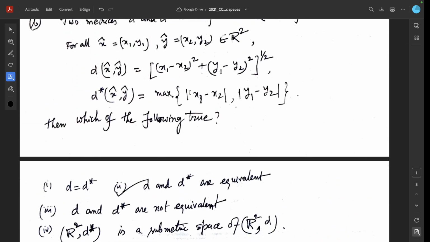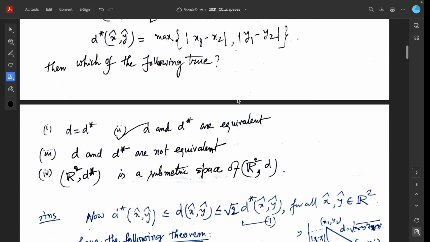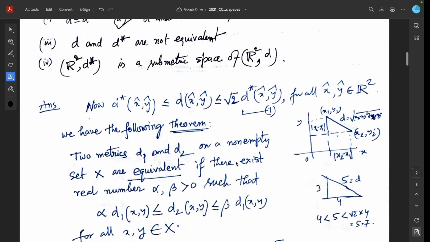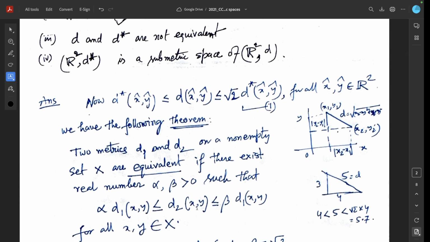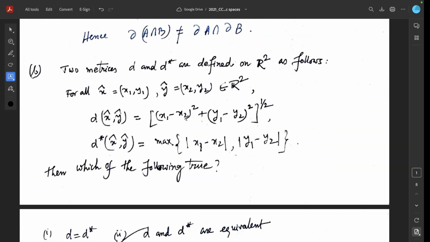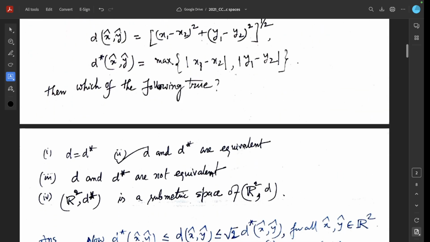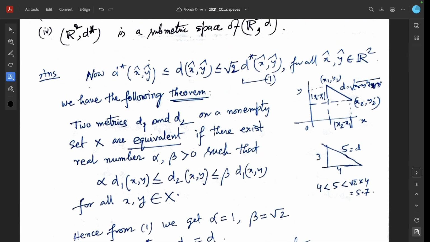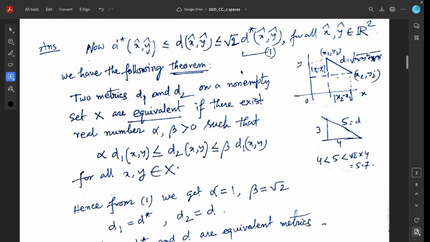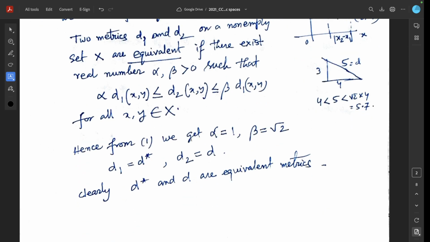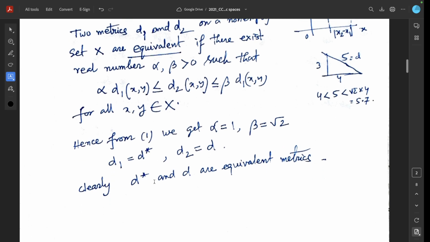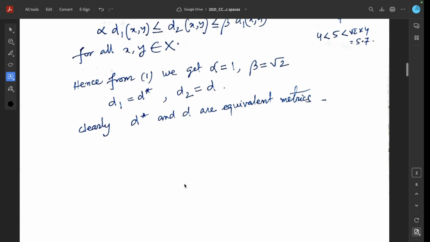This term means the maximum of these distances. So this term is less than d2, where d2 is ((x1 minus x2) whole square plus (y1 minus y2) whole square) whole to the power half. So we get this relation: d star is less than or equal to d, less than or equal to root 2 d star. From 1 we get alpha equal to 1 and, from this theorem, beta equal to root 2, with d1 equal to d star and d2 equal to d. Clearly, d star and d are equivalent metrics.